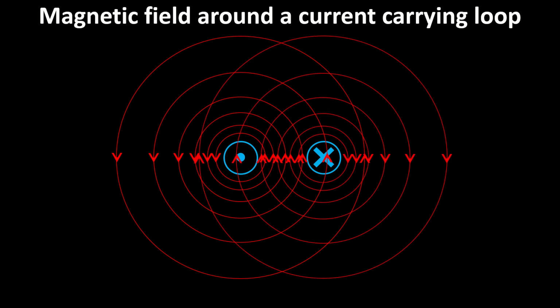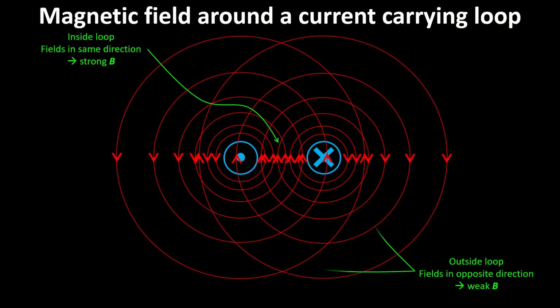Now, this diagram is a little bit messy at the moment, but the important thing to notice here is that in the region inside the loop, between the wires, those fields are going in the same direction. So they add together and you get a really strong field in that region inside the loop of wire. On the outside, the fields are in opposite directions, so they cancel out a little bit and you get a weaker field out there.